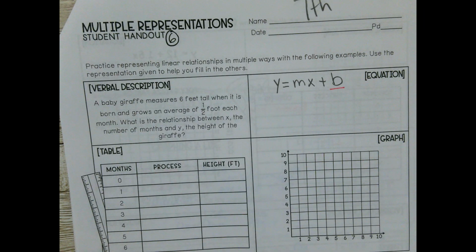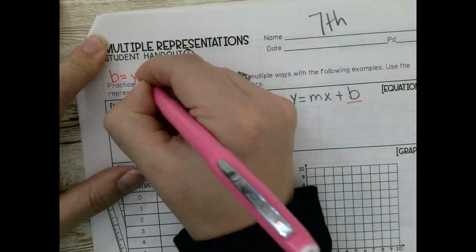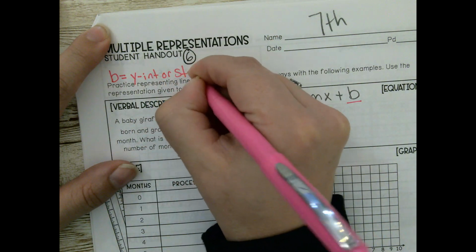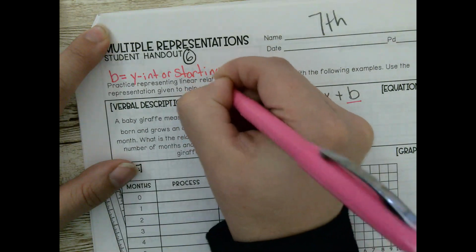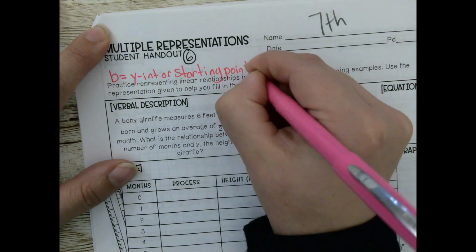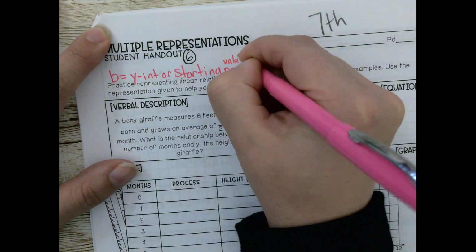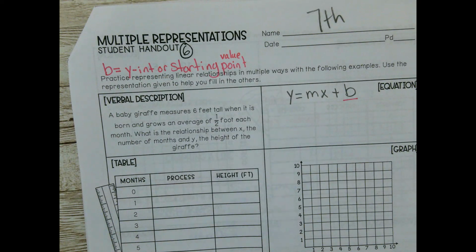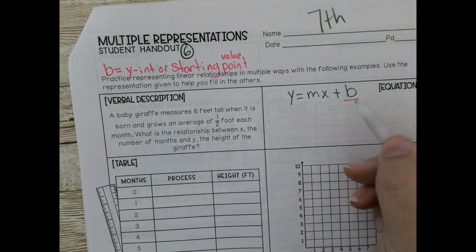So remember, B, not only is it the y-intercept, it is also our starting point. So no matter what the word problem says, starting point or starting value, okay? It's where your graph starts, right? It's the beginning. So when you're reading a word problem, you're going to know whatever they started with goes right there.